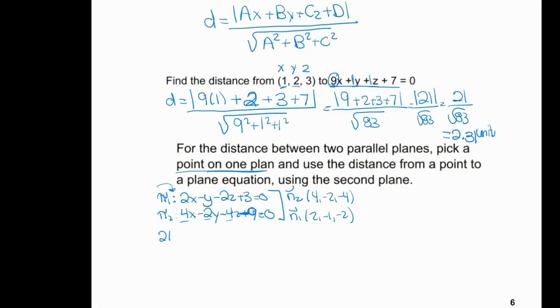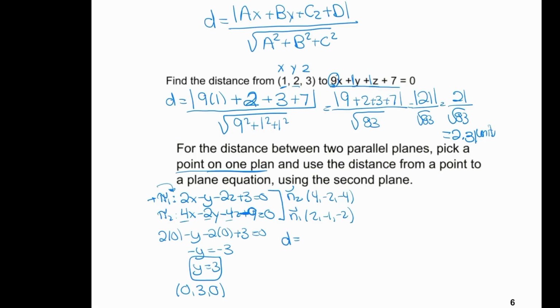So if I have 2 times 0 minus y minus 2 times 0 plus 3 equals 0, that gives me -y equals -3, or y equals 3. So I know that I have a y-intercept at 0, 3, 0. Now I'm just going to use that in the second plane. I used the first plane to get my intercept. Now I'm going to use the equation for the second plane in my distance equation.